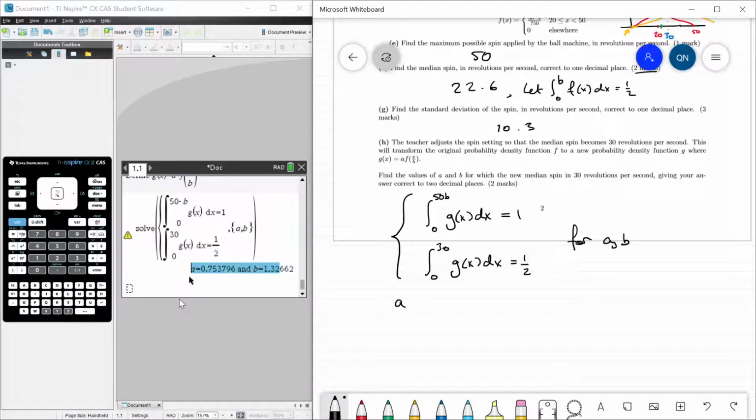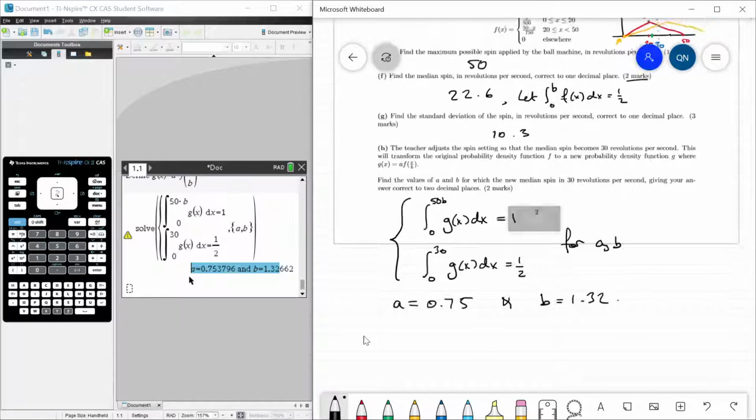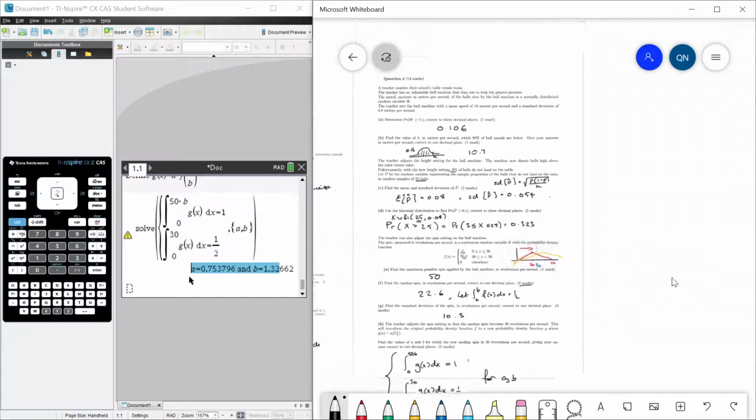But yeah, we see that we get a equals 0.75. How many decimal places? 2. 0.75. And b equals 1.32. So find the values of a and b, blah, blah, blah. 2 decimal places. So yeah, you've answered that question. So yeah, that's the probability question.